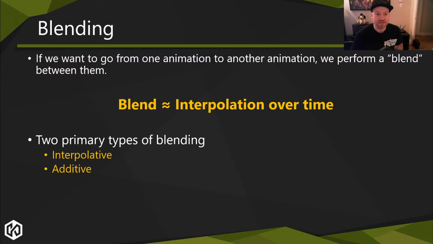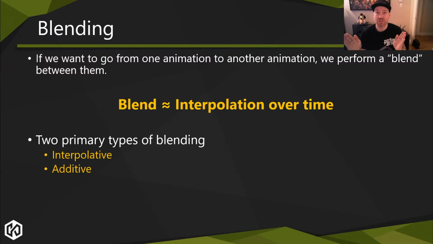So this is the meat of most animation systems. Pretty much, you can basically boil down gameplay animation to sampling and blending. Fundamentally, that's all we do. And a blend is just an interpolation over time.